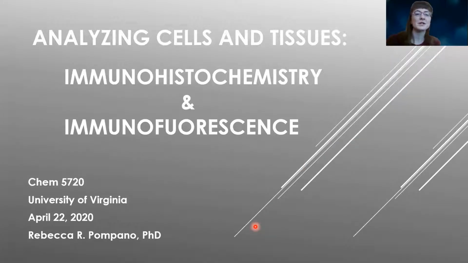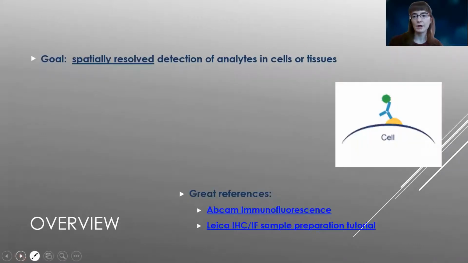Today we're going to be talking about how to analyze cells and tissues with spatial resolution. And the technique for this is called immunohistochemistry or immunofluorescence, depending on how you do the readout. And this is really a nice culmination for how bioanalytical chemists can make progress in understanding biological systems, because it combines a lot of the things that we have talked about before.